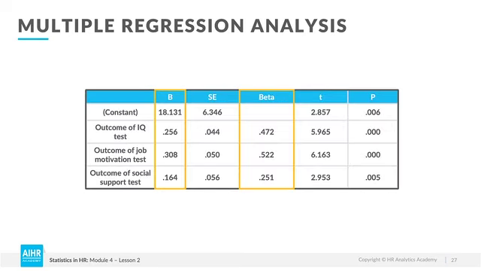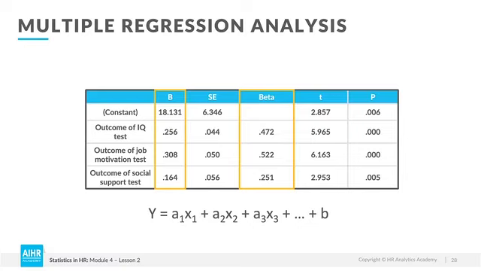If you remember correctly, our formula for our multiple regression analysis is y equals a1x1 plus a2x2 plus a3x3 plus b. To fill out these numbers, you have to look under b. The constant 18.13 is our b. The outcome of the IQ test has a coefficient of 0.27, motivation has a coefficient of 0.31, and social support has a coefficient of 0.16.